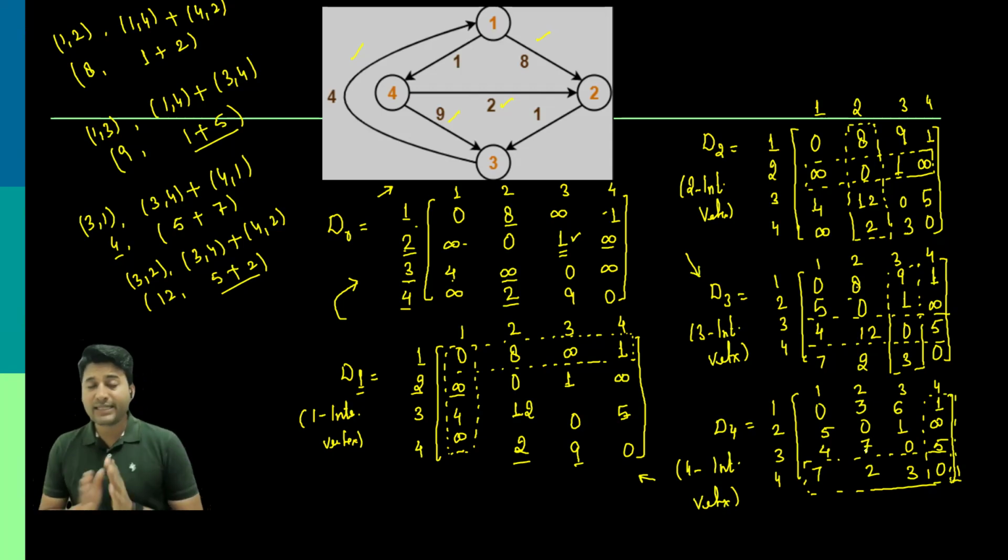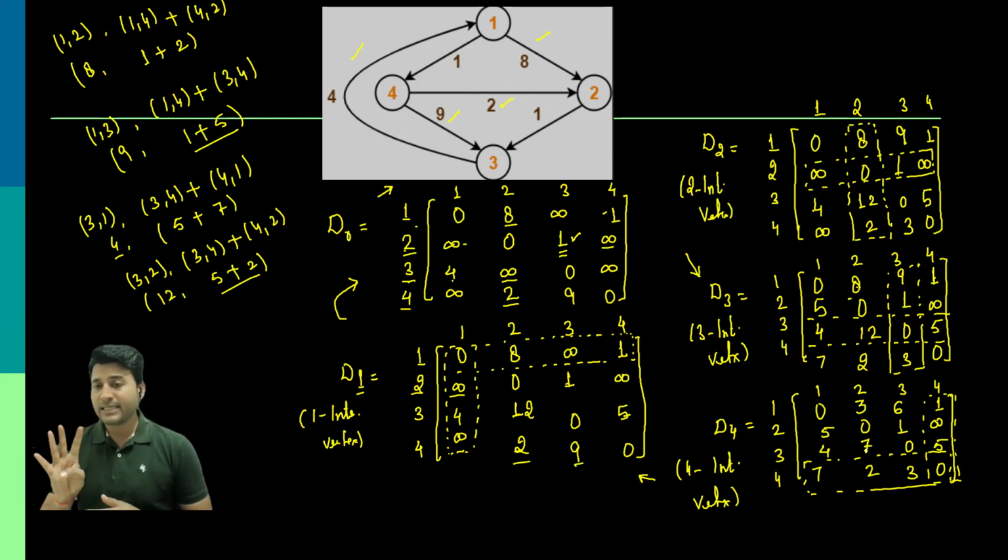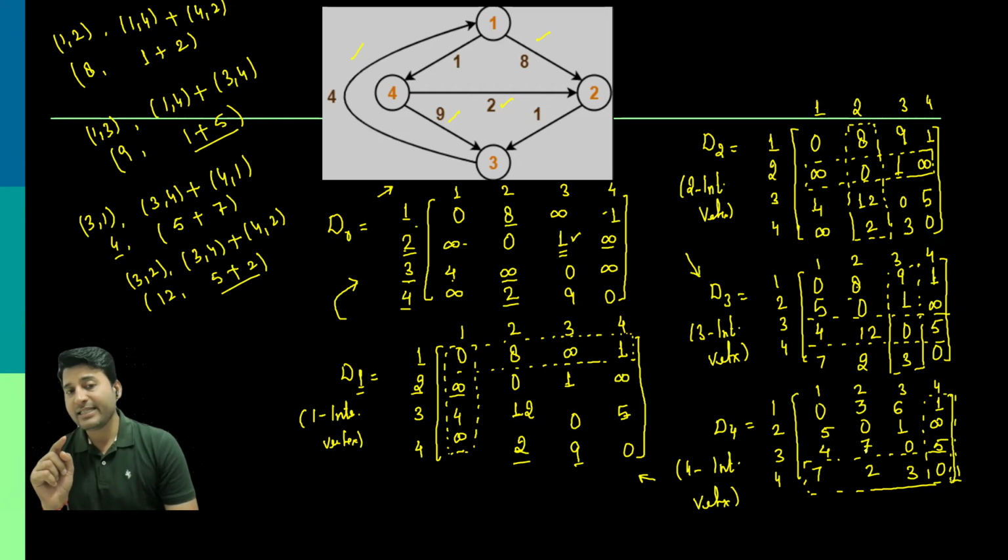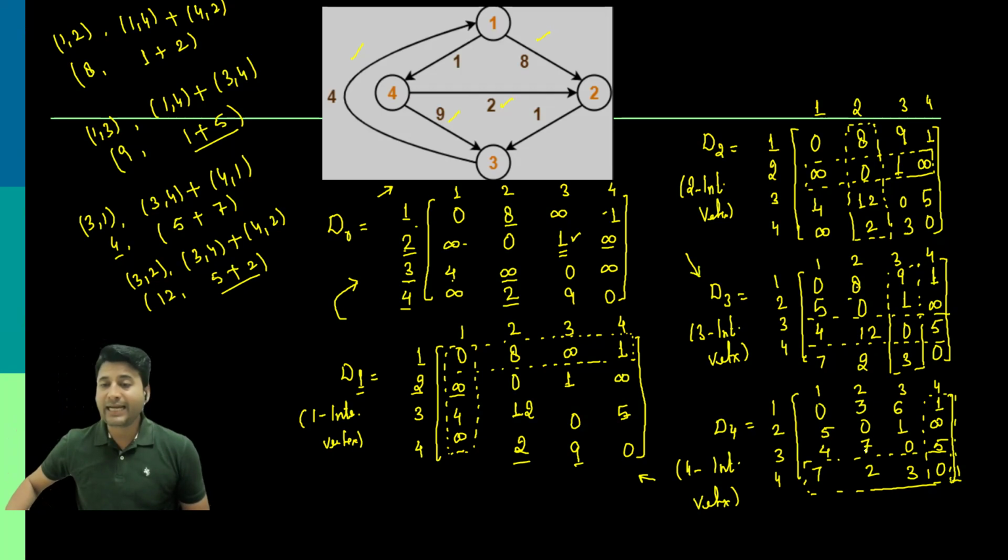So now the graph has four vertices and we have made all of them internal vertices. If a graph has n vertices, we are supposed to make n plus 1 matrices, not vertices. And hence this final D4 matrix gives you the shortest distance between every pair of vertices.